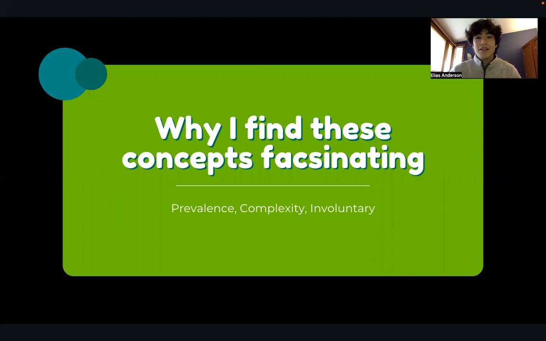And finally, my third reason why I find these Gestalt concepts super interesting is because they're involuntary and we don't really control it. Our mind just puts it together without having to consciously put two things together and figure it out. It just kind of happens, which I think is a very, very unique and interesting point.